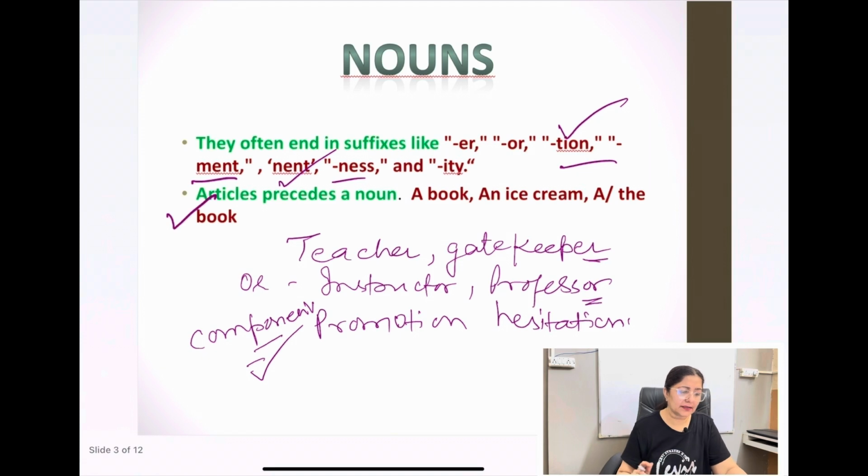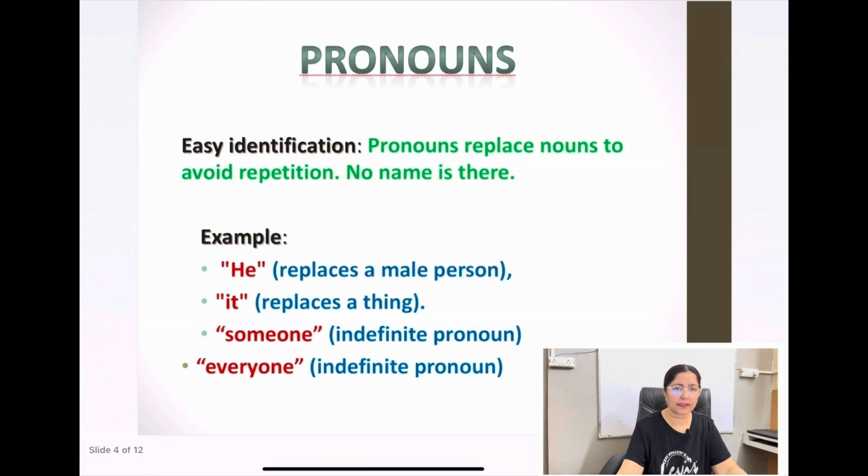Another tip is you can identify nouns by articles, because articles always precede a noun. For example, a book, an ice cream, or the book. The book is for a specific book, while a book could be any book.